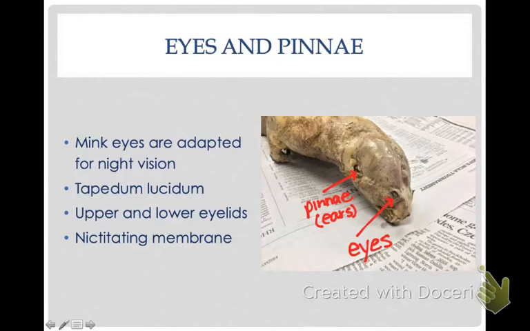Also with the eyes, they do have upper and lower eyelids, but they also have a third eyelid, which is called the nictitating membrane. The nictitating membrane is used when they're swimming, because it will cover the eye and protect the eye when they're swimming underwater. So it covers it and protects. The upper and lower eyelids move up and down, but the nictitating membrane moves laterally, from left to right across the eye. So that's how the nictitating membrane works.